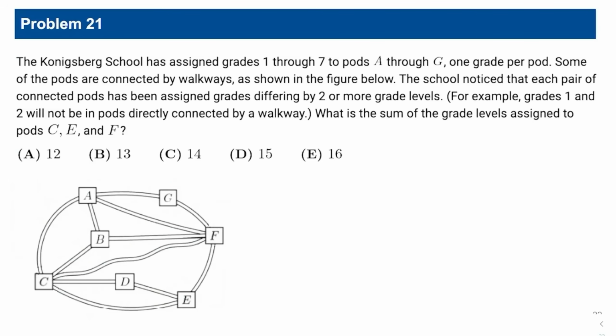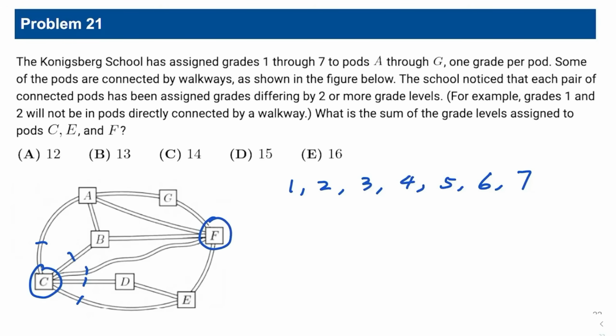Problem 21. We have 7 grades: 1, 2, 3, 4, 5, 6, 7. Let's see these 7 pods. C is kind of special. C is connected with 5 other pods. Only one is not connected.